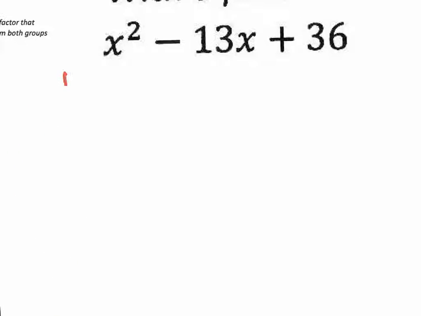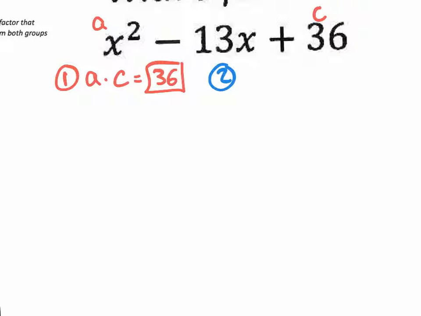Step 1. What does it say? What do I do for step 1? You do A times C. So what is A times C? 1 times 36, which is 36. Step 2. Think of the multiples of 36 that combine together to give you the middle value B. Now, what I want to do here is make a list. That's what it says on the step, make a list.